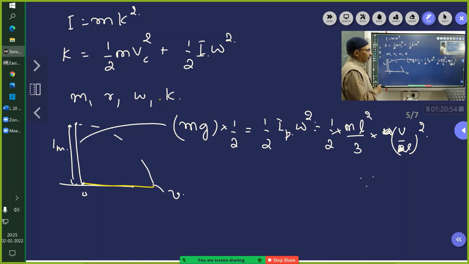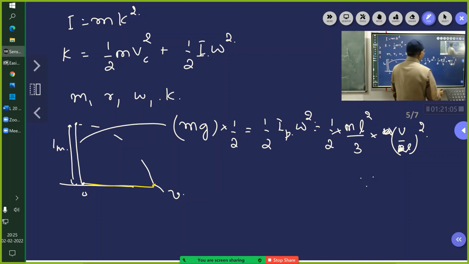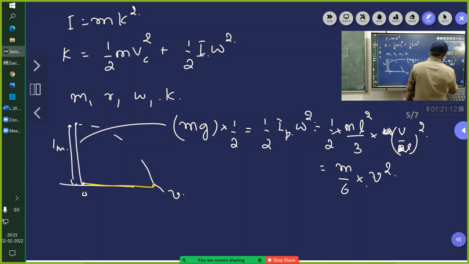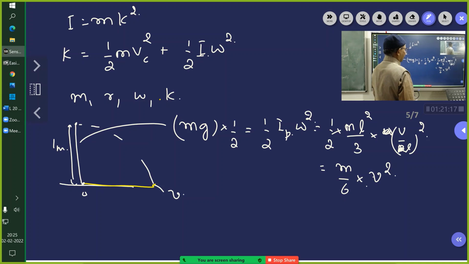Because it is falling like this, the velocity of the tip is L omega. So L square will cancel, and this becomes M by 6 into V square. Why not take half I_P omega square only? Half M v square also we should take, correct, sir. The center of mass will have velocity.